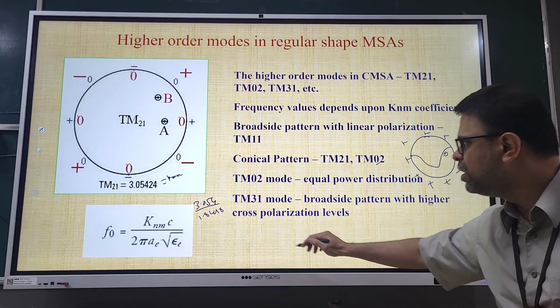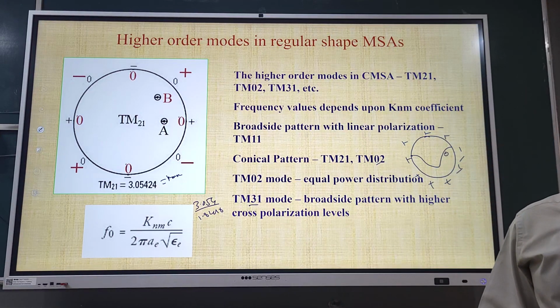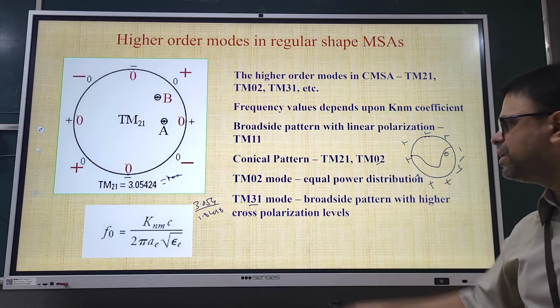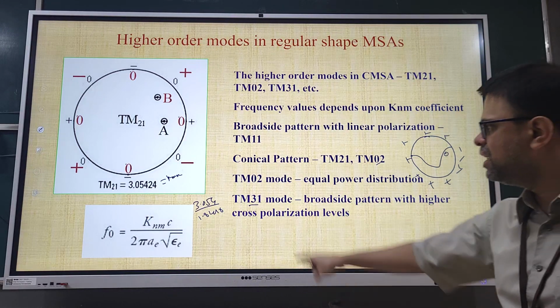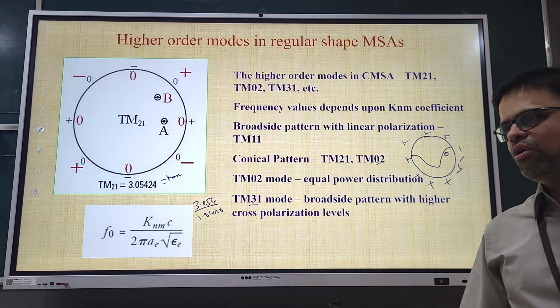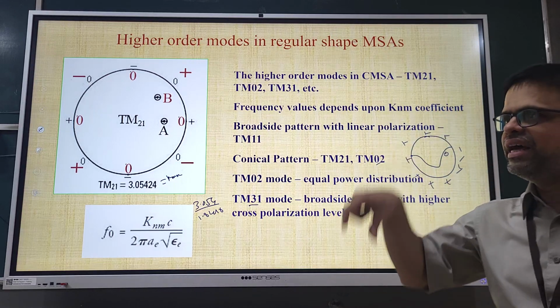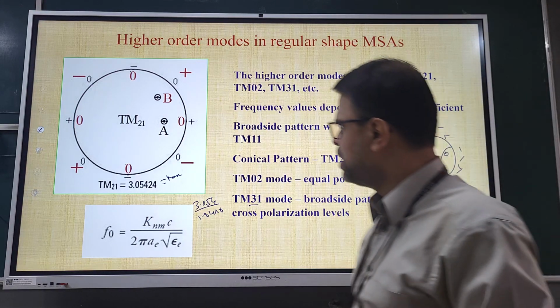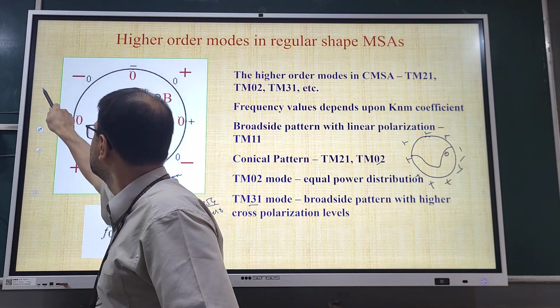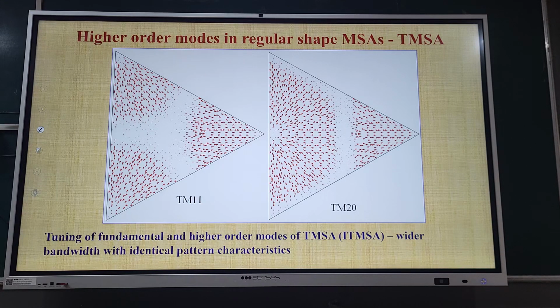A TM31 mode, again 3 means 3 half wavelength variation along the perimeter of the patch, and 1 half wavelength variation along the diameter. It gives me a broadside radiation pattern. In fact, few of the antennas do work on this mode. They bring that frequency to a lower frequency and tune it with respect to the 1-1 mode frequency. Such configurations are there in the literature. So this is with respect to the higher order modes of circular geometry.